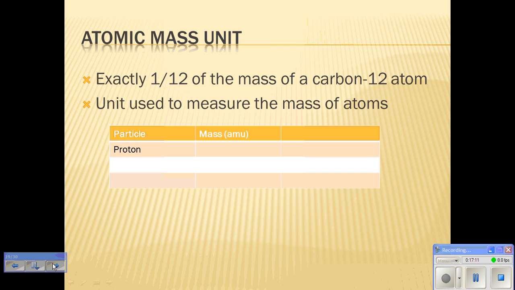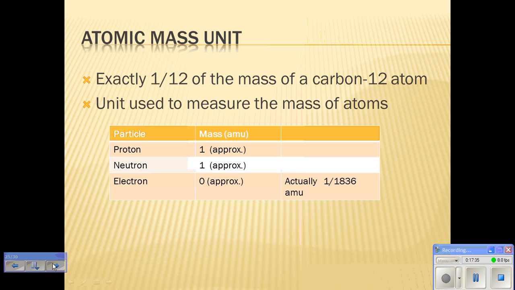So the proton is approximately 1, so we're just going to count it for 1. And we're going to do the same thing for a neutron. A neutron is actually a little bit heavier than a proton, but not enough to make a difference for general purposes as far as identifying the isotopes. So we just count those as 1. As I said, the electron, we're going to count as 0, because to equal 1 AMU, you have to have almost 2,000 electrons.